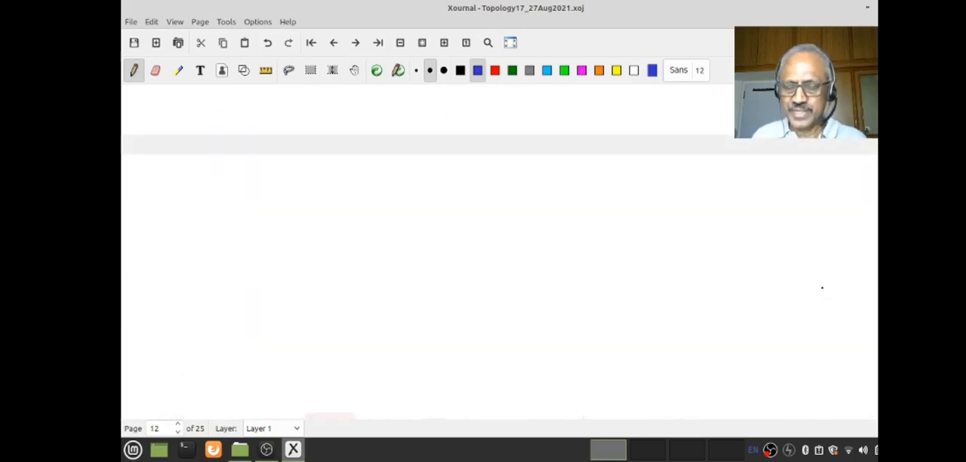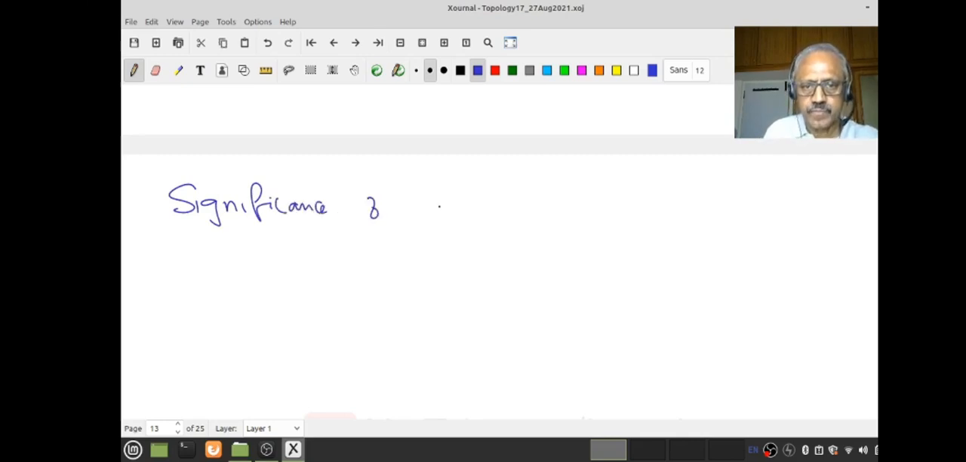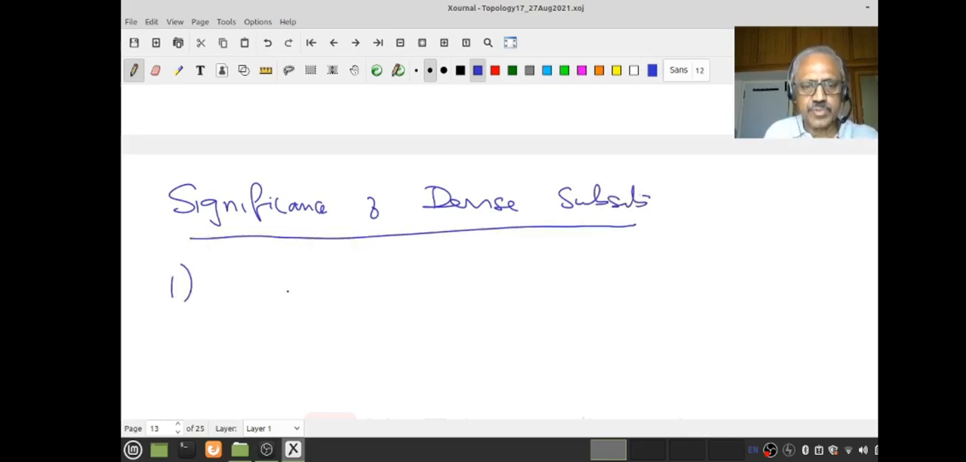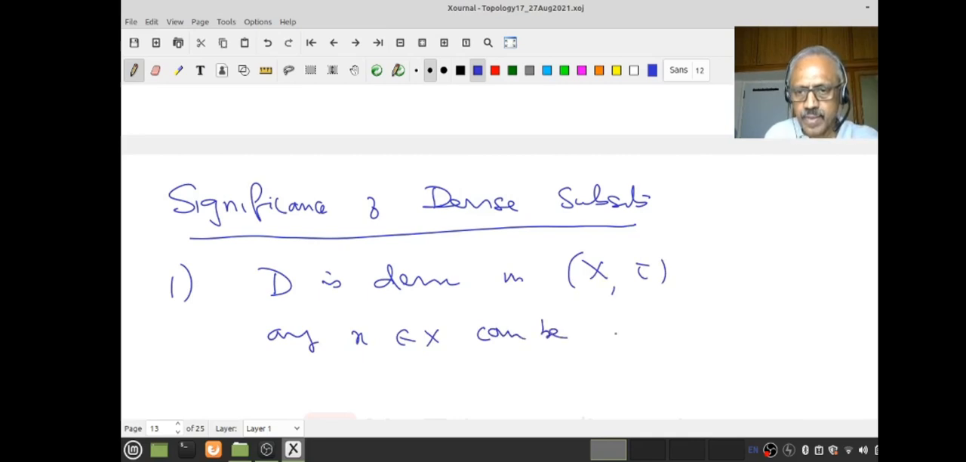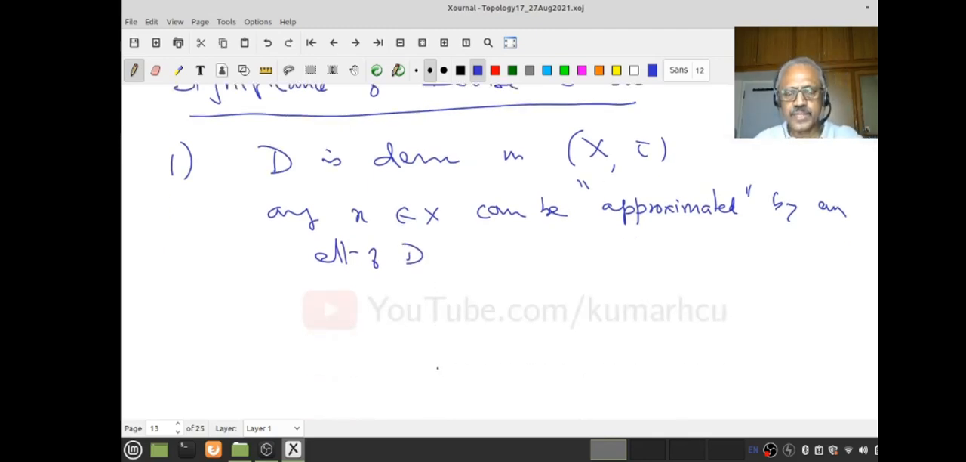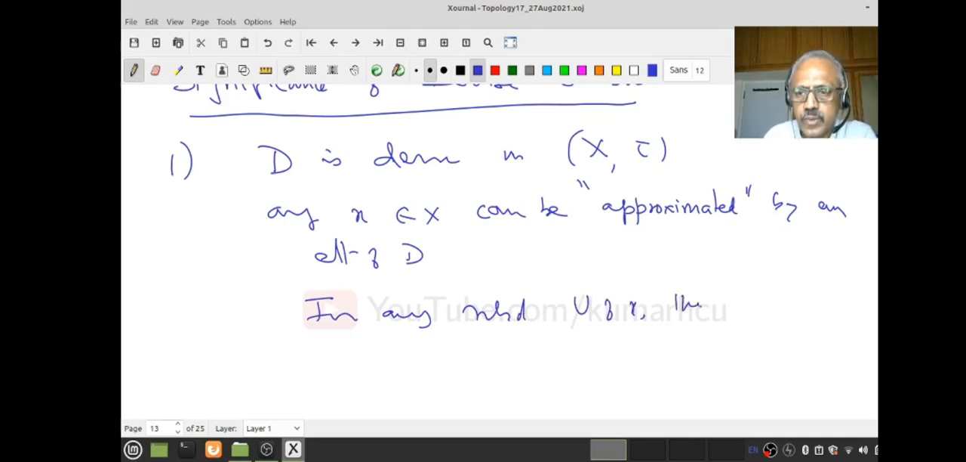Okay, now before ending the lecture, I will start with the significance of dense sets. Importance. As I first said, the first observation was, if D is dense in X, tau, that is the same as saying that any x in X can be approximated, this is intuition, by an element of D. In other words, think of any open set, we think of those as neighborhoods, right? Therefore that means in any neighborhood U of x, there is a y in D so that y is near to x.